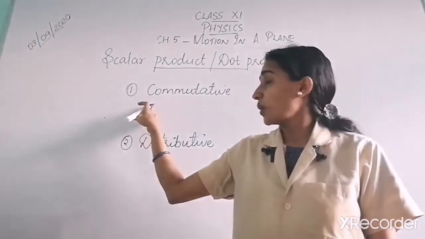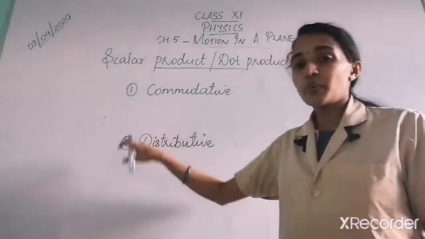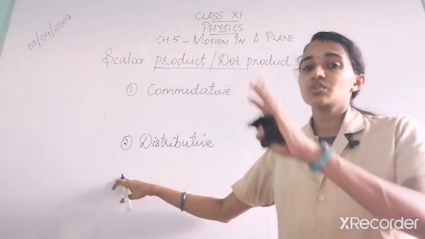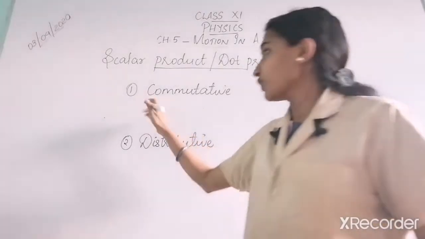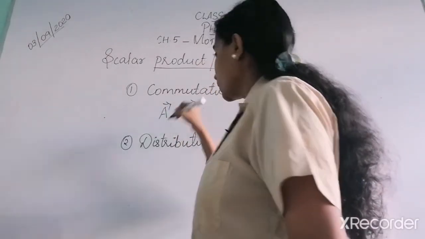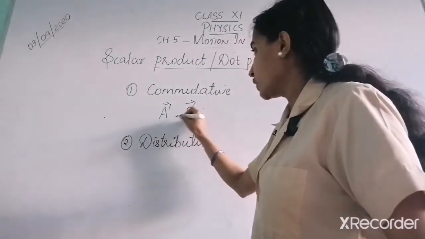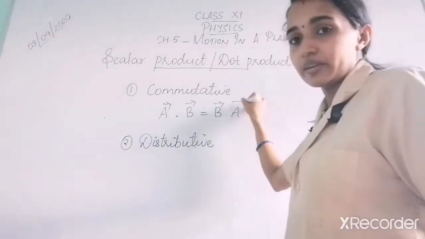Now let us come to the properties of the scalar product. The first two properties are very familiar to you, as you learn them in your maths. The first one is commutative. If you have two vectors A and B, they are commutative, meaning A dot B will be equal to B dot A.